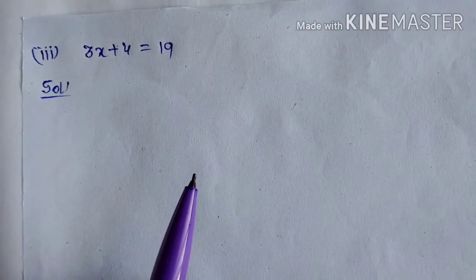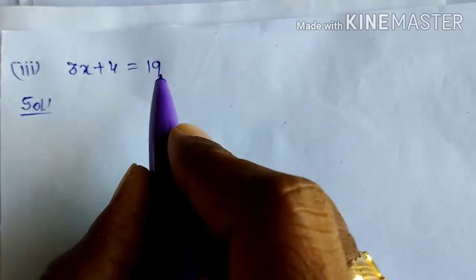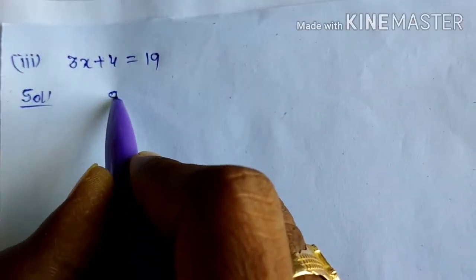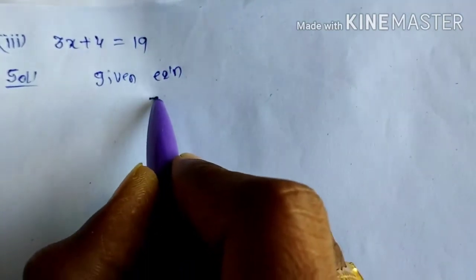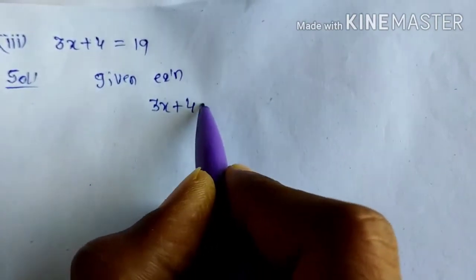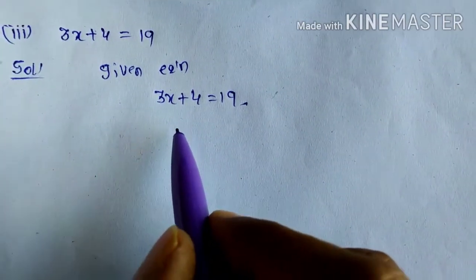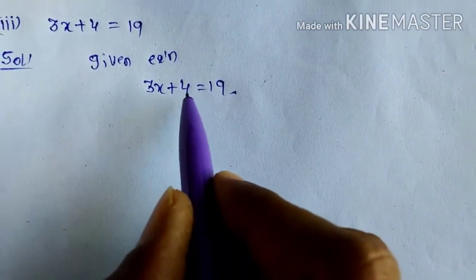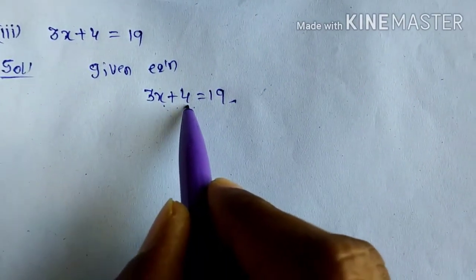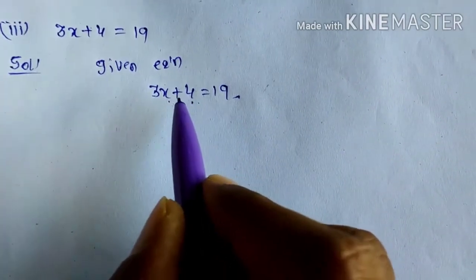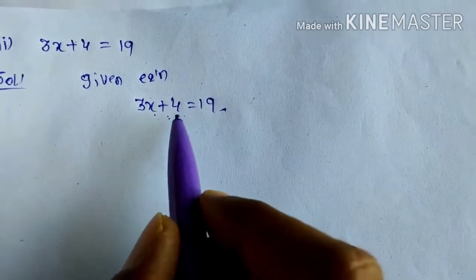See here, another problem. Solve the simple equation 3x plus 4 is equal to 19. First of all, I am writing here the given equation: 3x plus 4 is equal to 19. Once you observe the LHS of the equation, 3x plus 4, we need to find the x value. Since it is plus 4, you can subtract 4 from both sides.